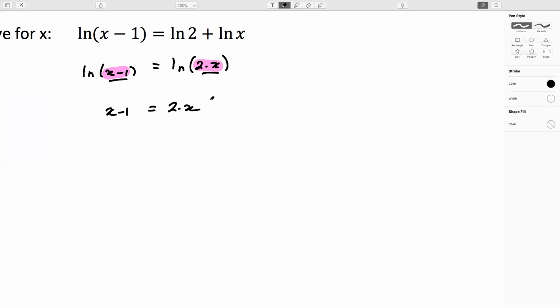So now we can rearrange this a little bit. I'm going to subtract x. So minus 1 equals 2x minus x, or negative 1 equals x. So this is no different than what we did last chapter. It's just that now we have a different base log to do it with.